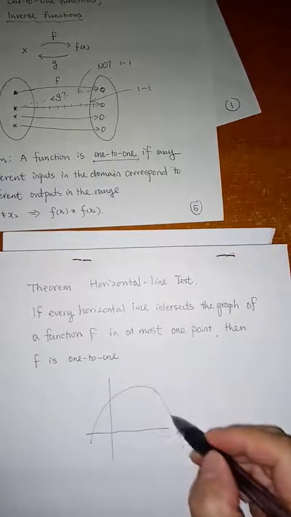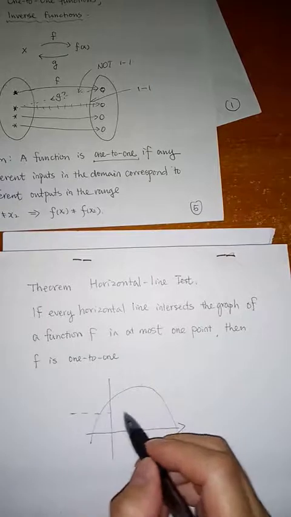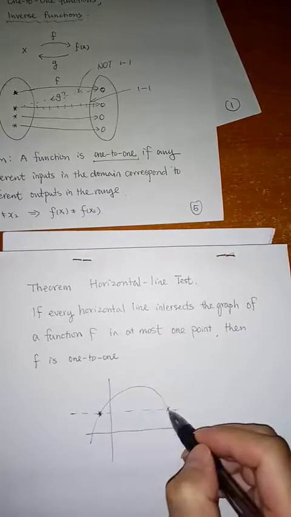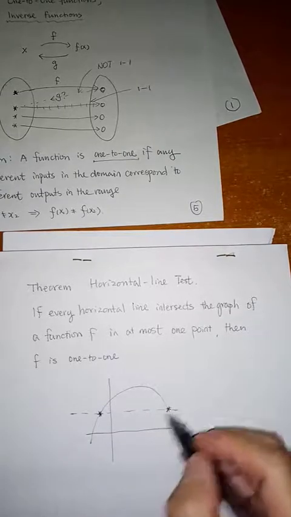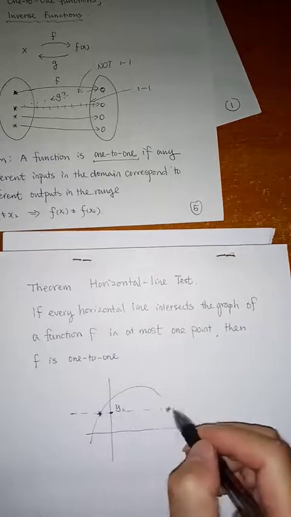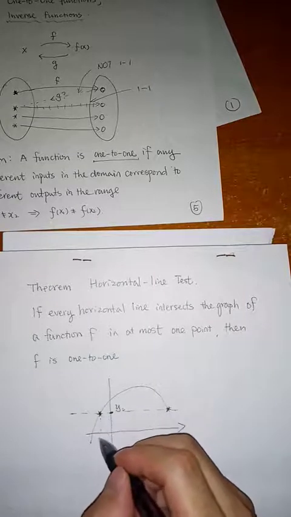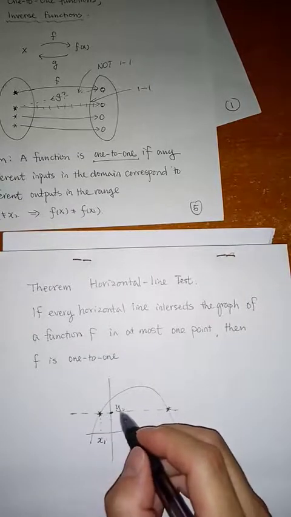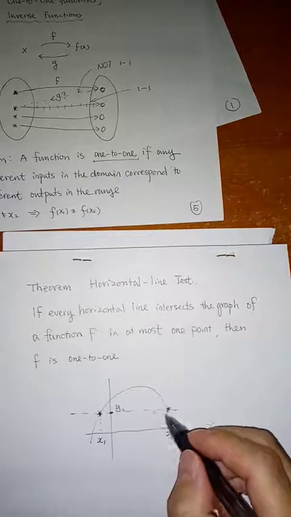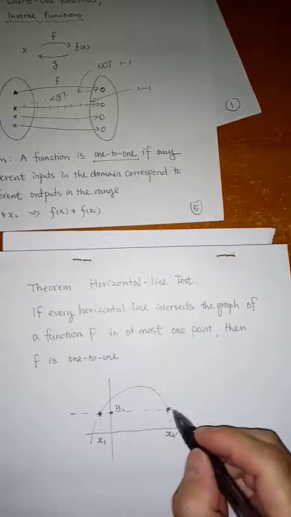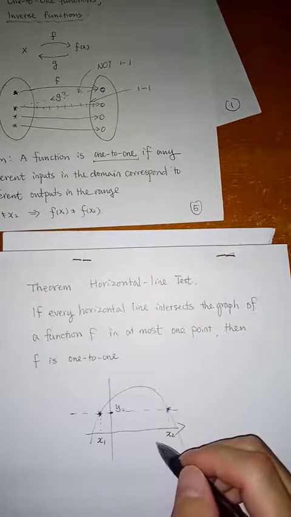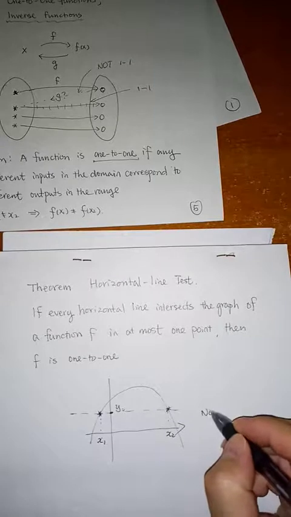Okay, so check here. If you have something like this, you draw the horizontal line intersect the graph at 2 points. But you know that for the horizontal line, the y is fixed, y0. Here you have x1 corresponds to y0. x2 also corresponds to y0. Then this violates the definition of a one-to-one function. This is not one-to-one.